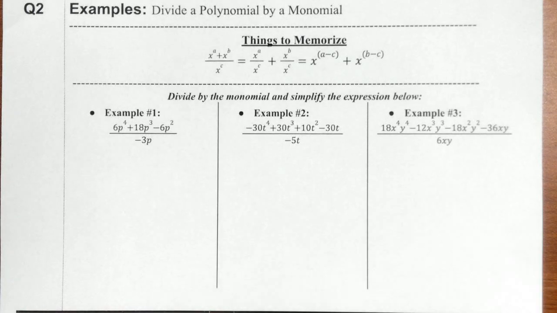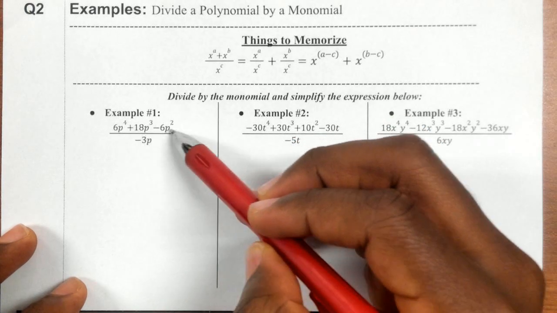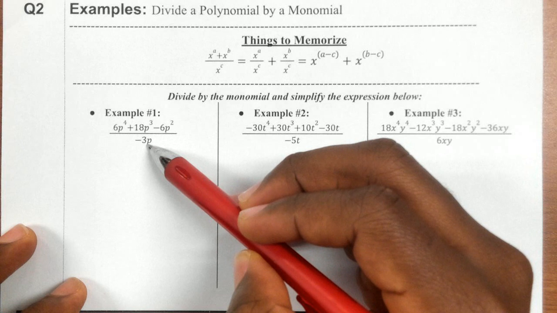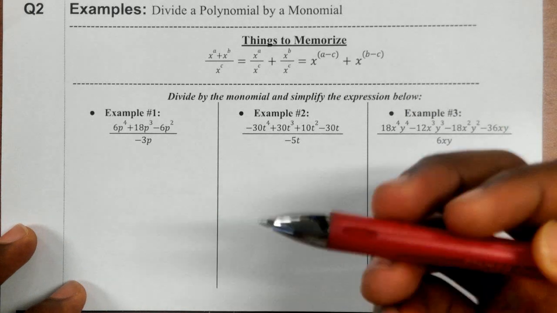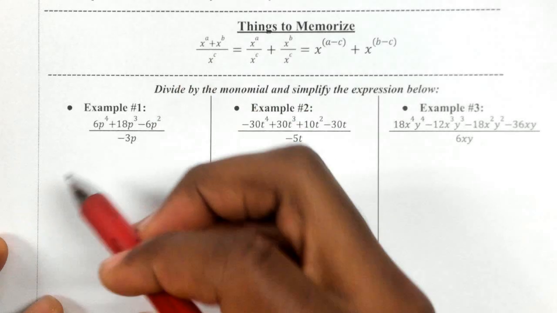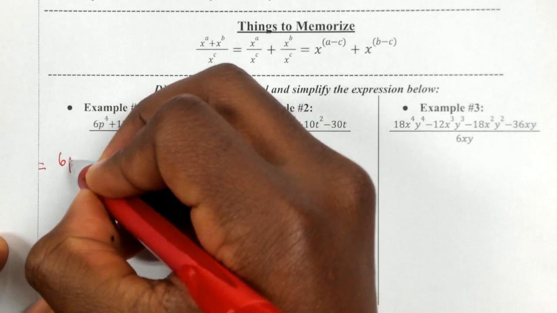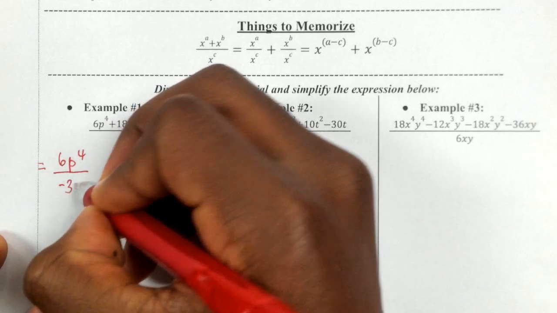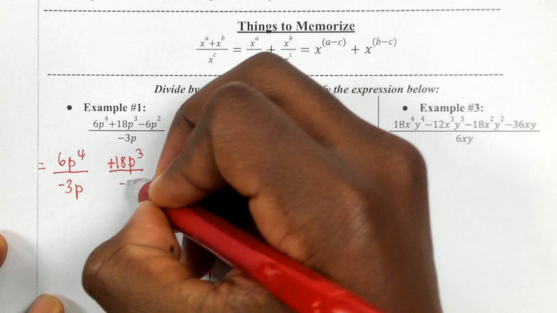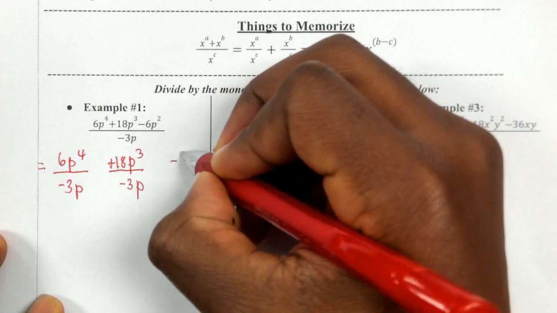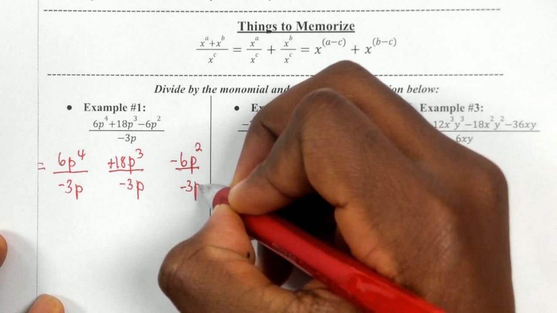When you're doing this, a lot of times I'll tell you to set it up like this. Because you're dividing all of this by this monomial, this negative 3p is kind of like a common denominator, so it's common for all of these terms. So I could rewrite this as 6p to the fourth over negative 3p, then positive 18p to the third over negative 3p, and then negative 6p squared over negative 3p.